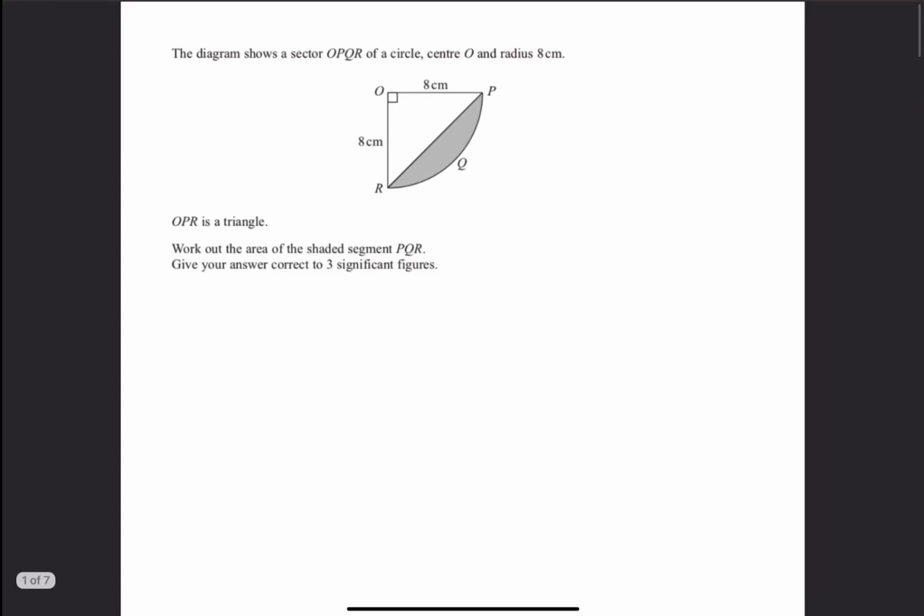Okay, so this is finding the area of a segment. The segment is PQR here, which is that one. In order to find the area of a segment, obviously you have to do the area of the sector. The area of a sector, remember the formula is theta over 360 times pi times r squared. Theta is this angle here.